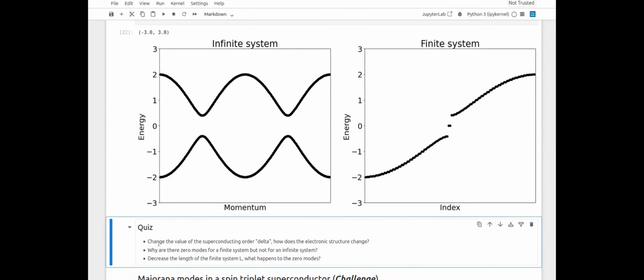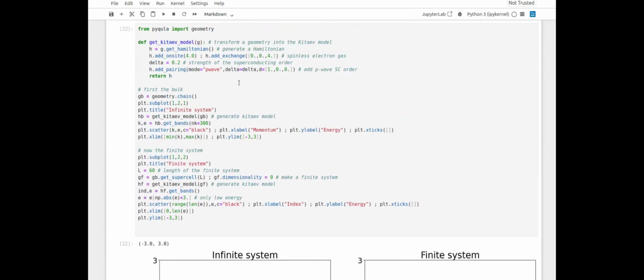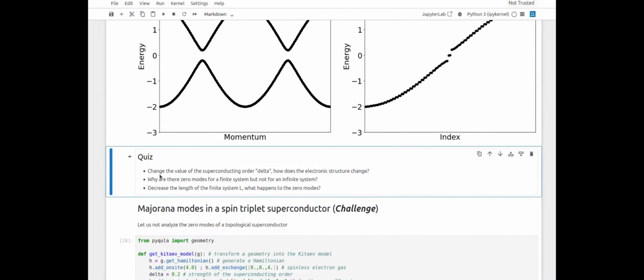Okay, so the first question is to change the value of the superconducting order delta and see how the electronic structure changes. The idea is that if we change the value of delta, then the value of the gap changes, of course. So the bigger the delta, the bigger this anti-crossing, but this phenomenology of having zero modes is robust as long as the system is large enough.